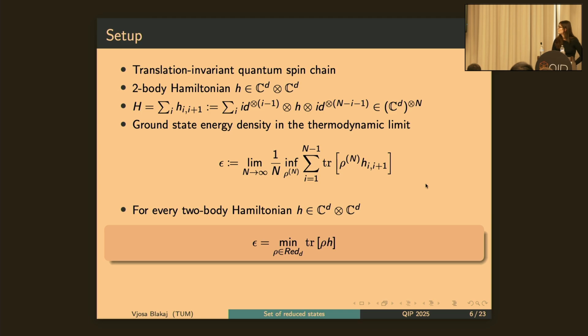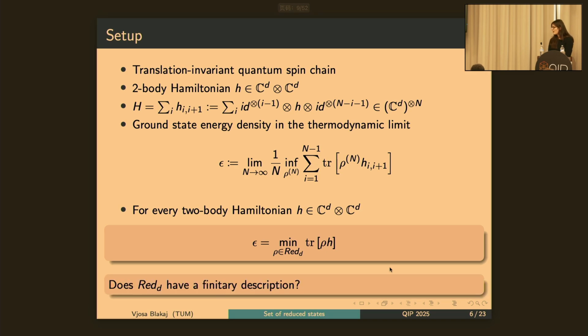So in principle, if we could say something about how red D looks like, we would be dealing with a convex optimization problem of a linear functional, which is the trace, and red D is convex, as I said. So if we knew how red D looks like, then we could say something about the ground state energy density. So in principle, it is a rather important set to calculate the ground state properties of quantum many-body systems. And the question we ask is whether red D has a finite, explicit description.